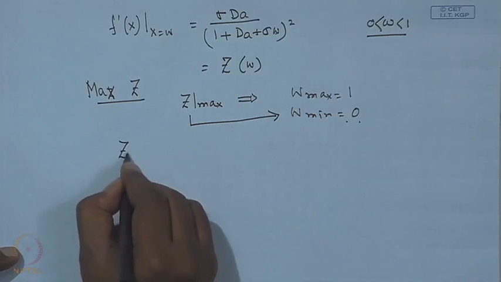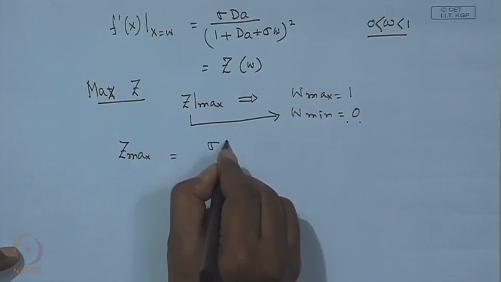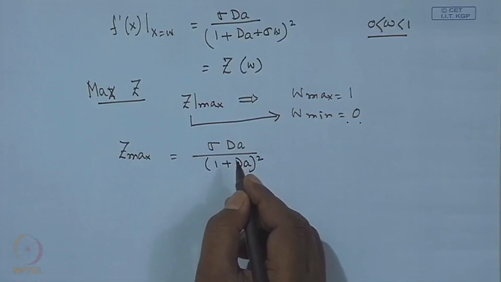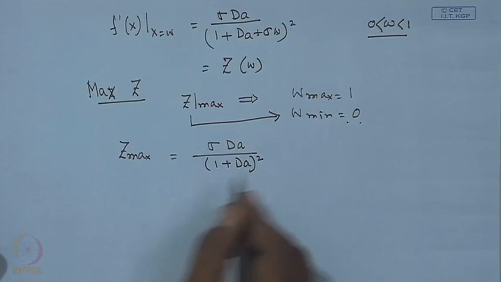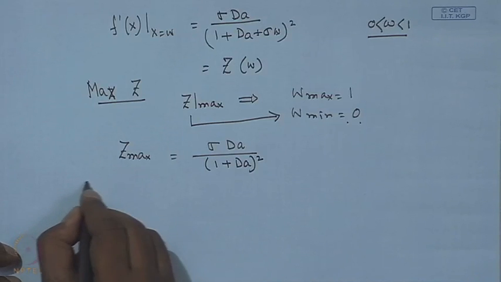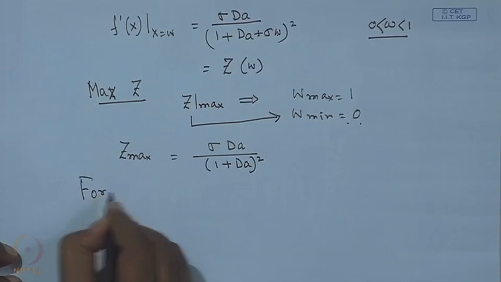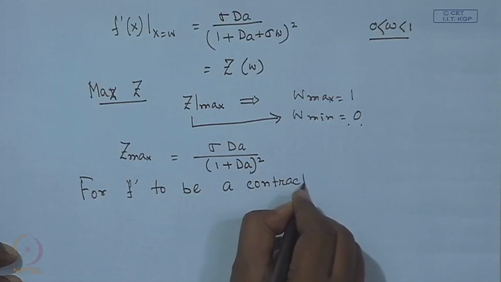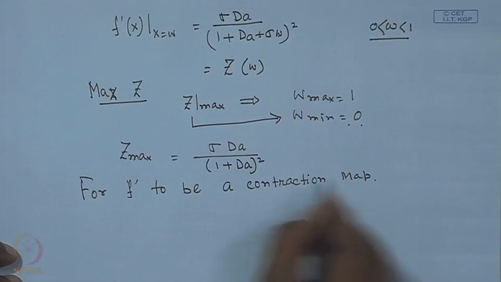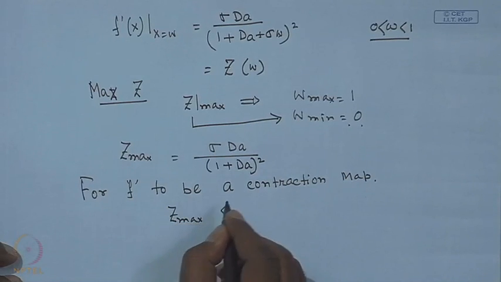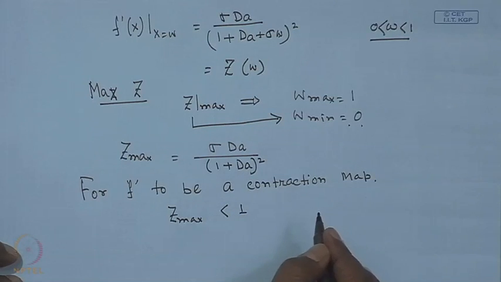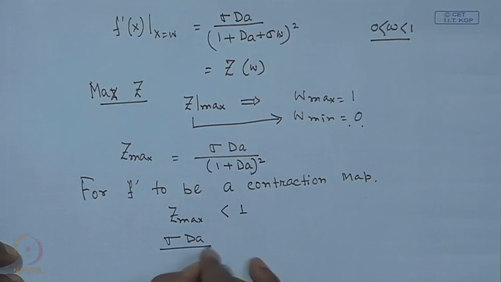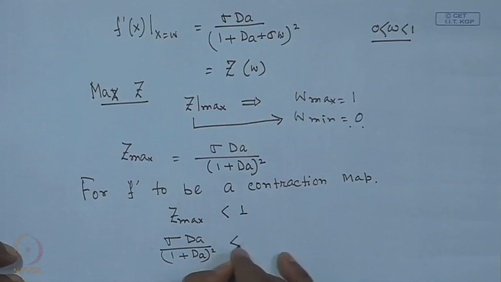So, therefore, z max will be sigma dA, and we put w equal to 0, so this becomes 1 plus dA whole square. Okay. Now, we have already seen the condition of contraction mapping. What is the condition for f to be a contraction map? The Z max should be less than 1. So, we put Z max to be less than 1, therefore sigma dA over 1 plus dA square should be less than 1.